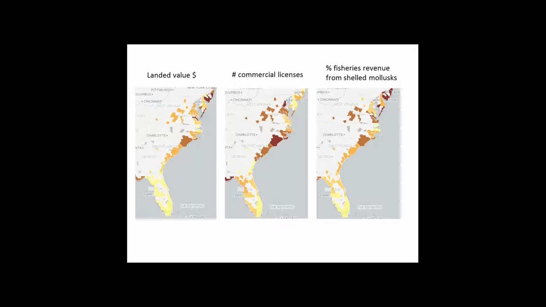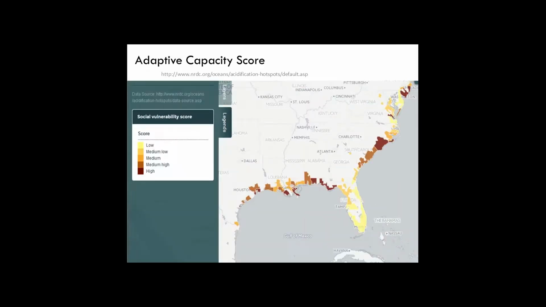And it's this kind of underlying data that I think the states or the regions might want to dig through and get a better handle on what is causing their vulnerability and what matters most to them. And here is the adaptive capacity score for your region in the various counties.